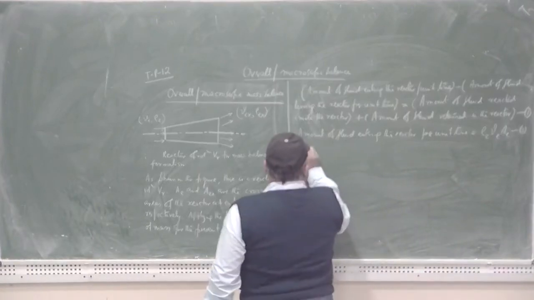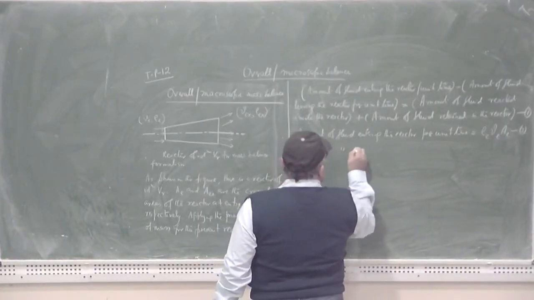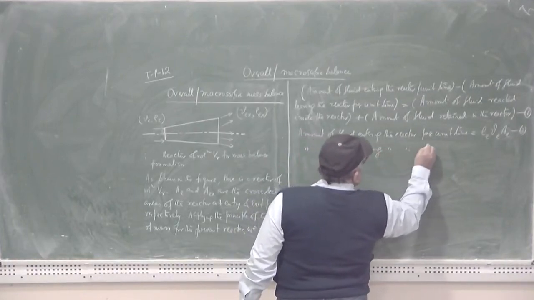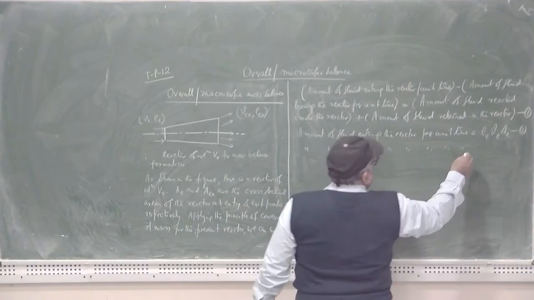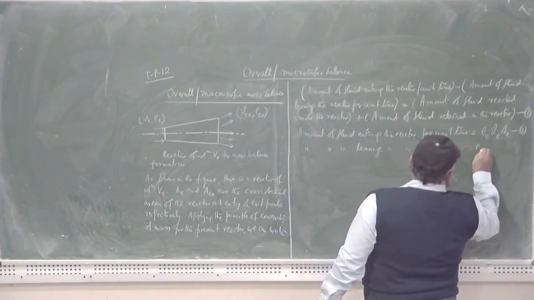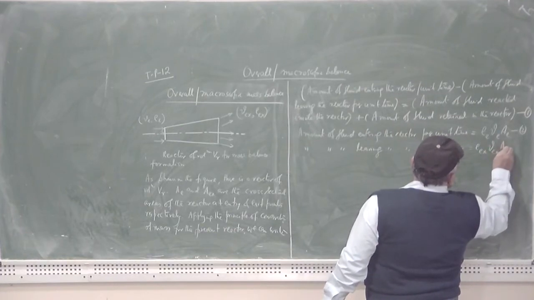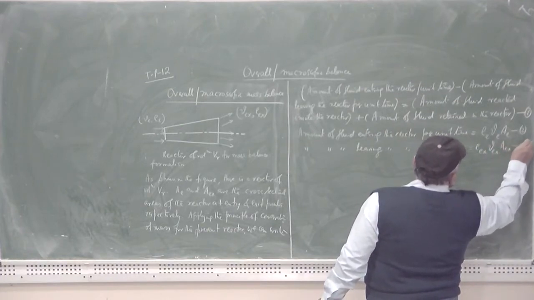Similarly, the amount of fluid leaving the reactor per unit time should be equal to density at exit, velocity at exit and the area at exit. Let it be equation number 3.